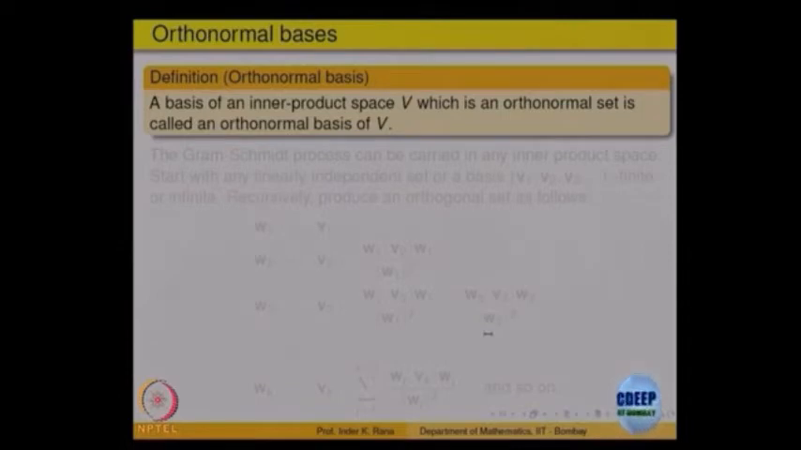Okay. Right. Now, if you recall, we had done in a finite dimensional vector space, given a basis, you can make an orthonormal basis out of it, right. So, what was the process of converting a basis to an orthonormal basis?